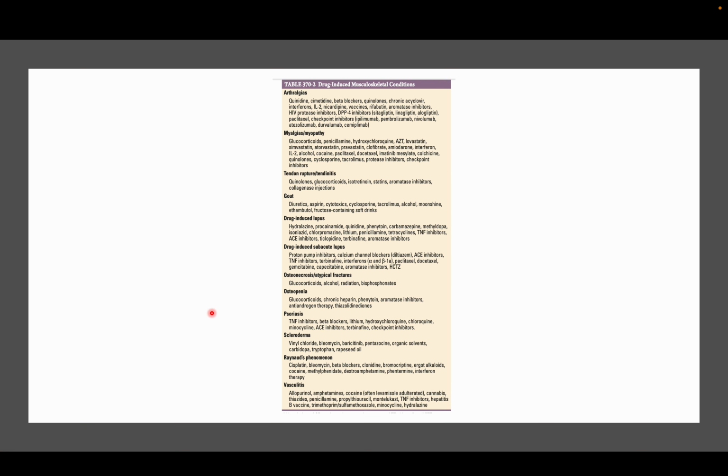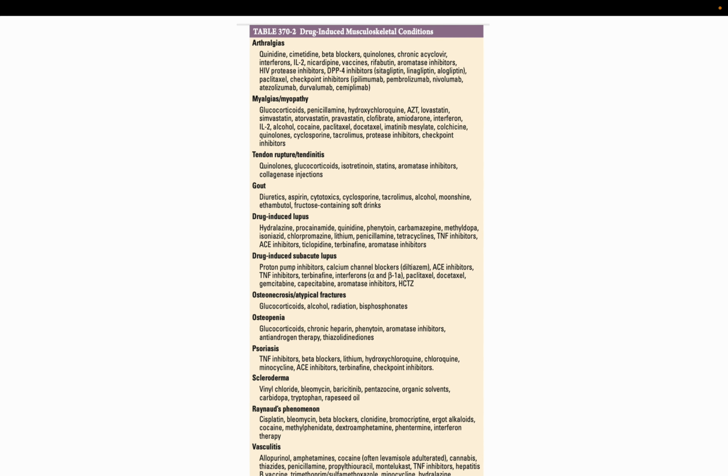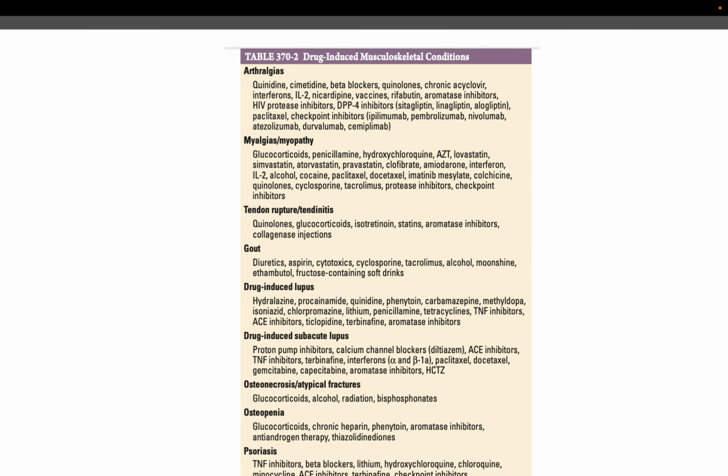These are the various drugs that can cause musculoskeletal conditions like arthralgias, especially quinidine, beta blockers, quinolones, acyclovir, HIV drugs, and DPP4 inhibitors like sitagliptin and linagliptin can cause joint pain. One of my patients complained of arthralgias after starting sitagliptin especially. I have seen that. I have seen it with quinolones also, and after malaria drugs I have seen one case where the patient complained of arthralgias after starting them.